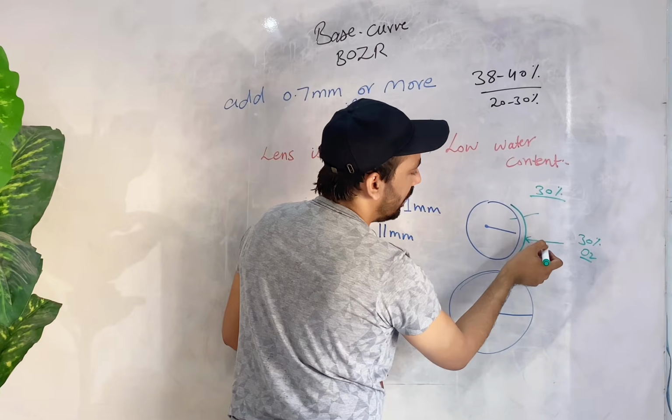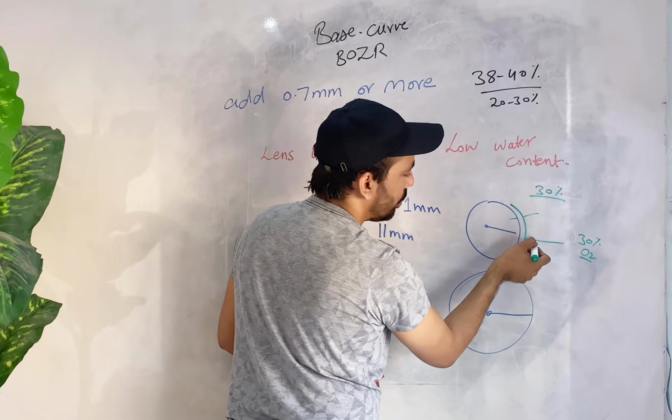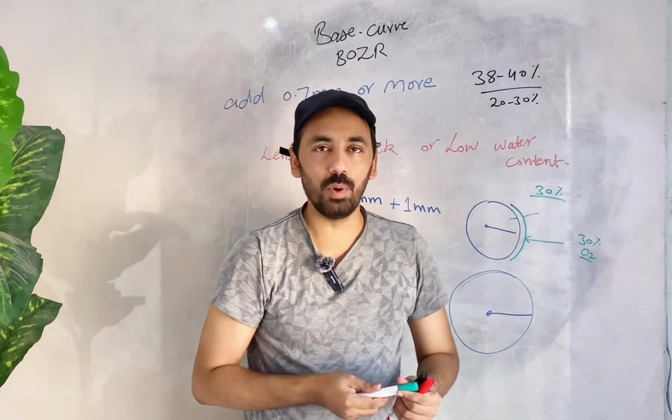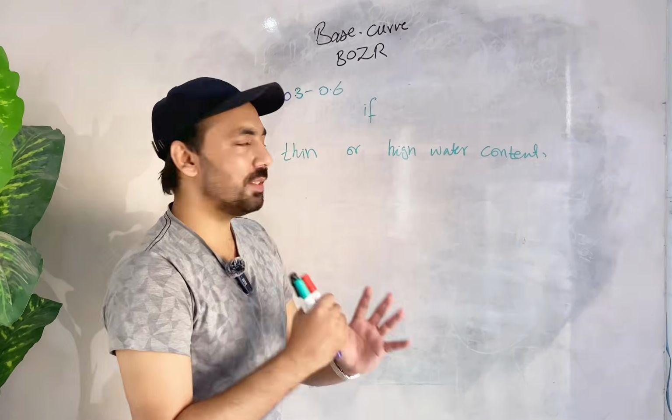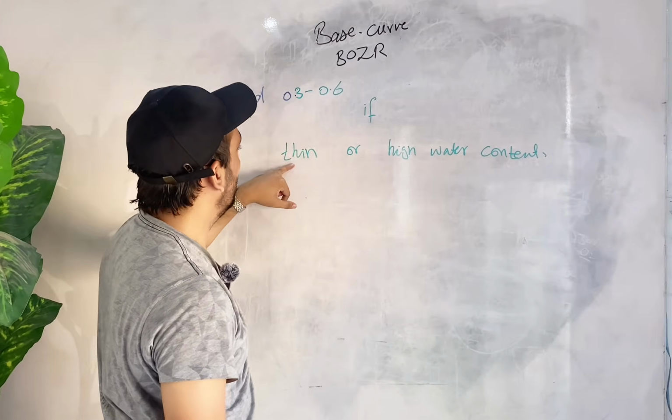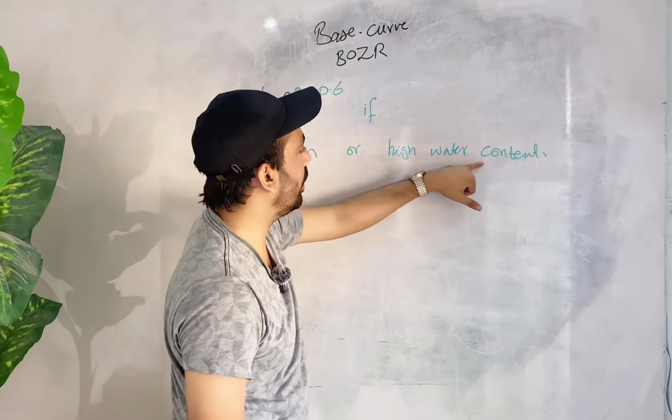So 30% of the oxygen will pass through the lens and move towards the cornea. So the nutrition of the cornea will not be compromised by doing this. The next statement is that add 0.3 to 0.6 if the lens is thin or having high water content.